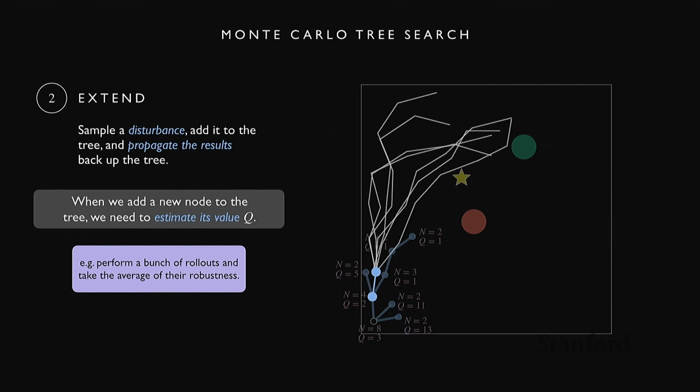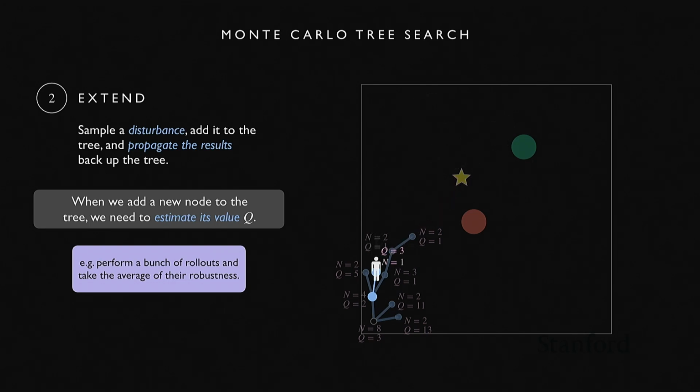And then that gives us an idea of how good everything is going to be in the future from this state. And maybe you compute the robustness of these rollouts, the average robustness, some metric that gives you an idea of, like what Mykel was saying, your cost to go. And so, for example, maybe we get q equals 3. And so now for our node, we've added this new node to the tree; we visited it once and we estimated its value to be 3.